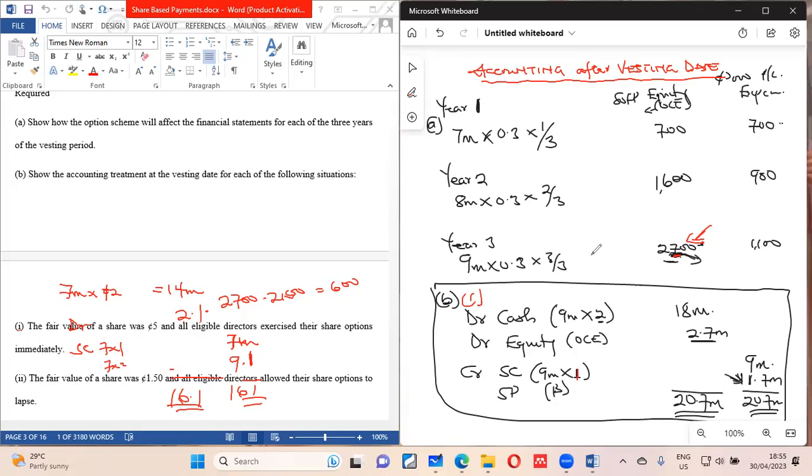That is all about accounting at the vesting date. So accounting after the vesting date is just saying that the entity may transfer any balance that is in the OCE. You see, this is the balance in the OCE. If nobody exercised their option, this is the balance. This balance can be transferred to retained earnings. If some exercise, this will be the balance.